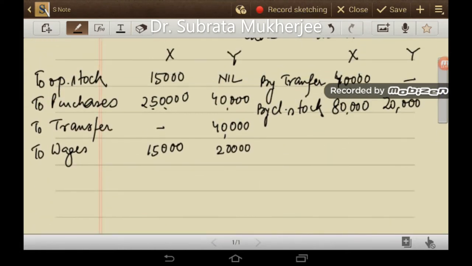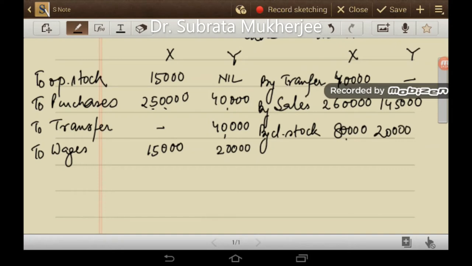So in the trading account we have 15,000 opening stock, then purchases 2,50,000, 40,000 by transfer and to transfer, and there is an item of sales. I have just omitted that sale, so I have to write it here. So sales is 2,60,000 and 1,45,000. I just omitted it, so I have written it here again.